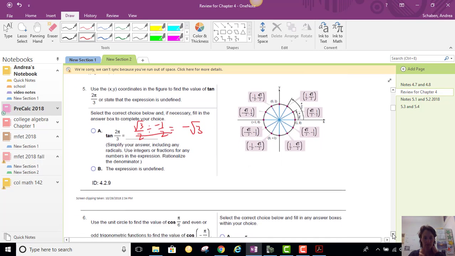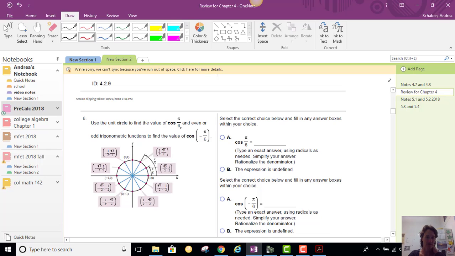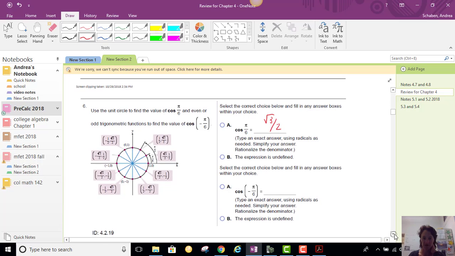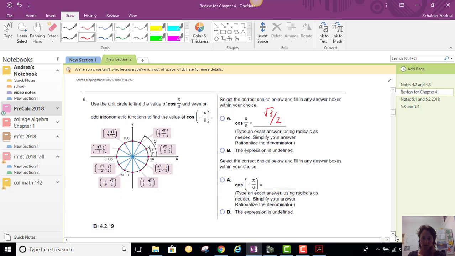Same basic idea for cosine of negative pi over 6. Even or odd, I would just go ahead and use the trig circle and go to negative pi over 6 and grab the cosine of that. It's radical 3 over 2. It's much easier than using even and odd functions. So there's the cosine of pi over 6. Here's the cosine of negative pi over 6.